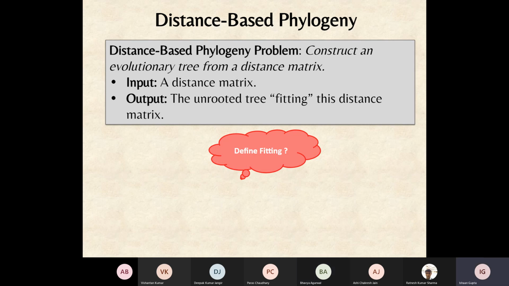Sir, what do you mean by fitting here? We can define fitting as the percentage of alignment, or if the score is high, we can say that it is more fit. So you are given a distance matrix, and that distance matrix is representing a tree. So when will a tree fit a distance matrix? When the distance is very low.